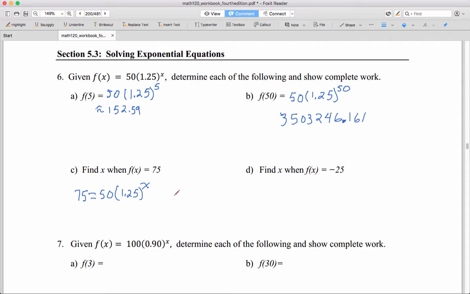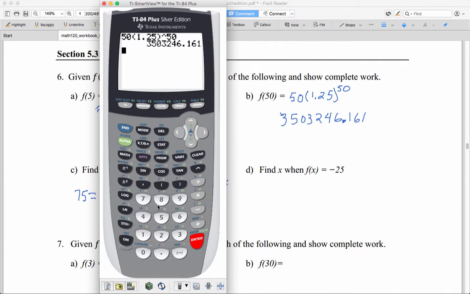Now in chapter 6 we're going to learn how to do that algebraically using logarithms, but in this chapter they're going to do this simply by graphical. So what that means is we're going to set y1 equal to 75, and we'll set y2 equal to 50 times 1.25 to the x. And we will go find the point of intersection between the two of those. We're going to have to do a bit of adjusting on our window here too, because it's definitely not going to work in a zoom standard.